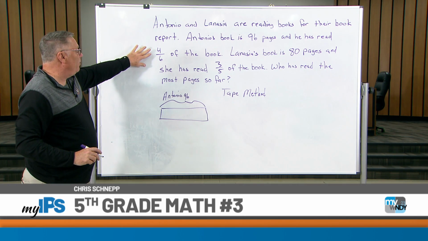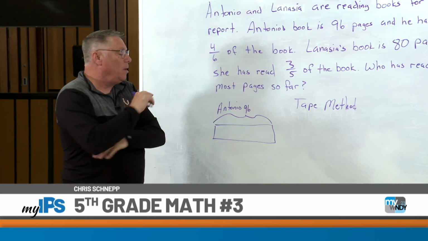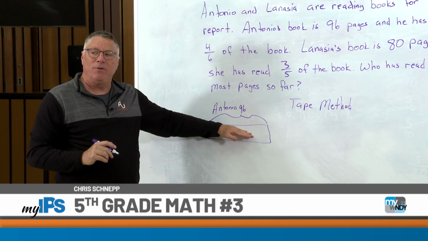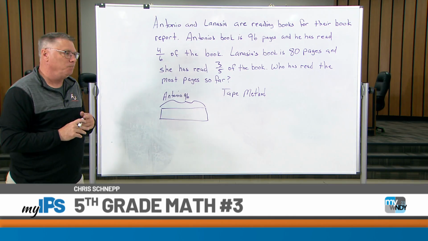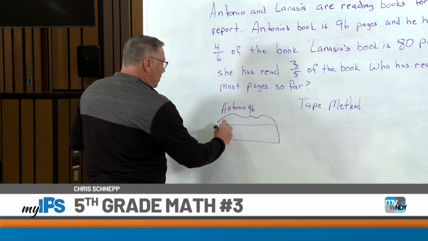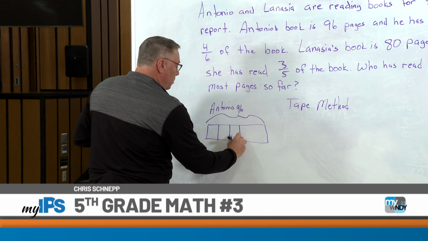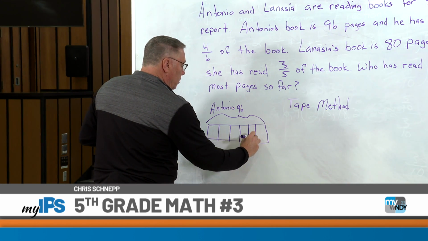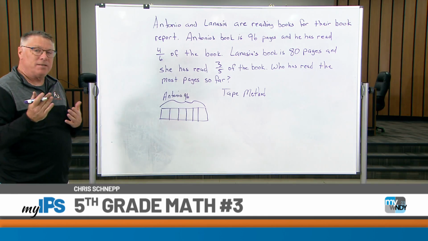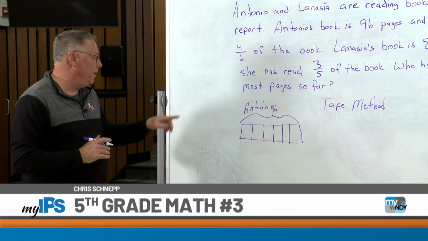All right, so he's read 4/6 of the book. So whoever you're with there in the room, talk about how many sections we have to divide this tape into. If you said 6, that would be correct. So I draw 5 lines. Because remember, to make the sections, you draw 1 less line than the number that you need for your denominator.